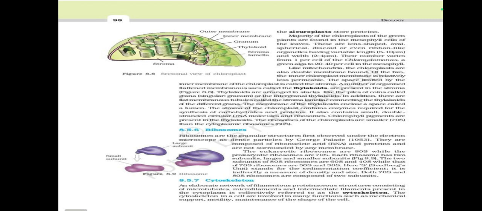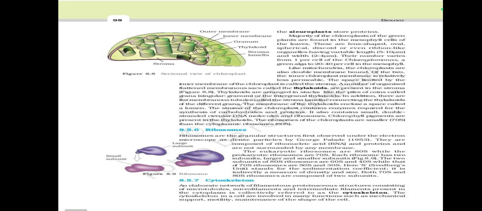Here, S stands for Svedberg's unit. It stands for the sedimentation coefficient. It is indirectly a measure of density and size. Both 70S and 80S ribosomes are composed of two subunits.